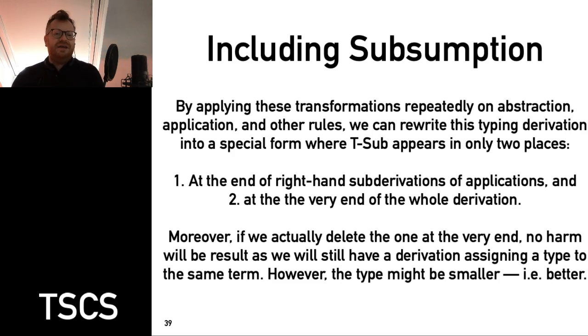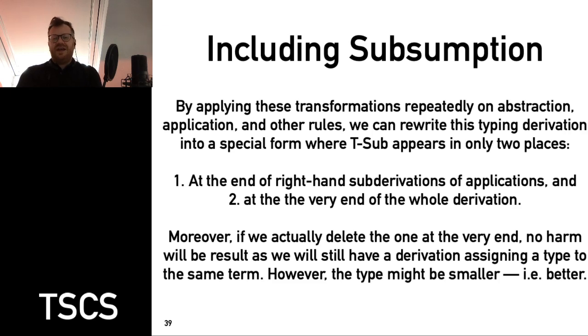Because by applying these transformations repeatedly on abstraction, application, and other rules, we can now rewrite the typing derivations to a special form where T sub appears in only two places. So at the end of the right-hand subderivation of applications, so at the thing where we actually need to determine the type of the parameter, or at the very end of the whole derivation, as we've seen in the previous slides.